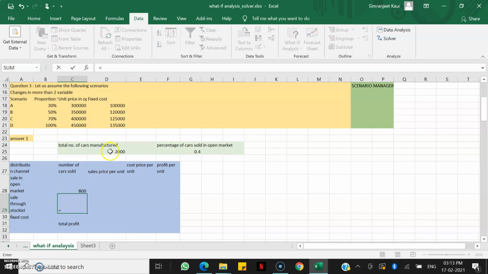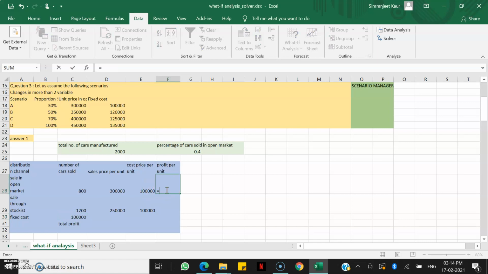Similarly here, I'll multiply this by the remaining share, which is 1 minus 40%, that is 60%. So 1200. Now sales price, if we sell in open market, it's given to us, it's 3 lakh rupee, and for stockist route it is 2,50,000. The cost price is 1 lakh, so it will remain the same, and the fixed cost is given to us as 1 lakh.